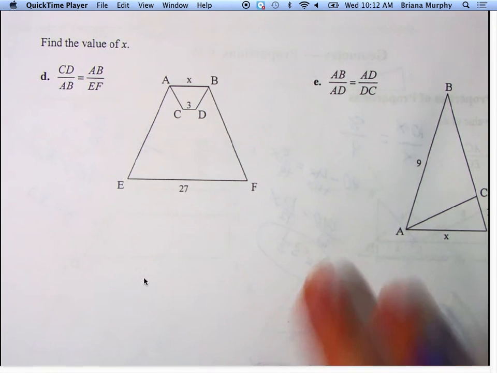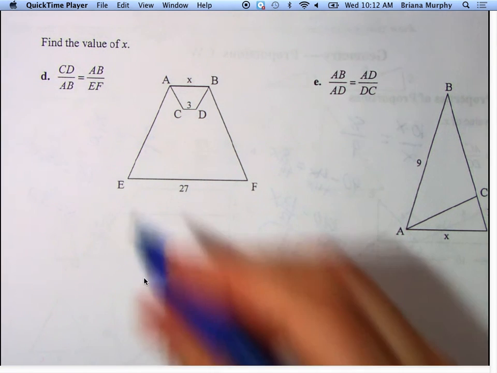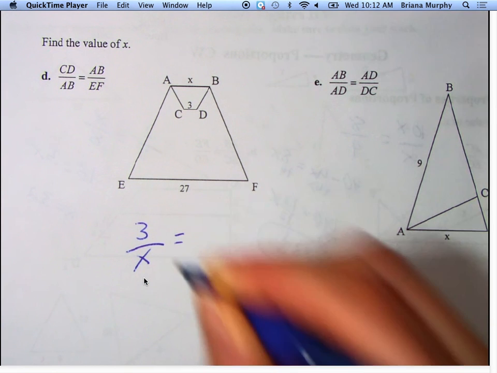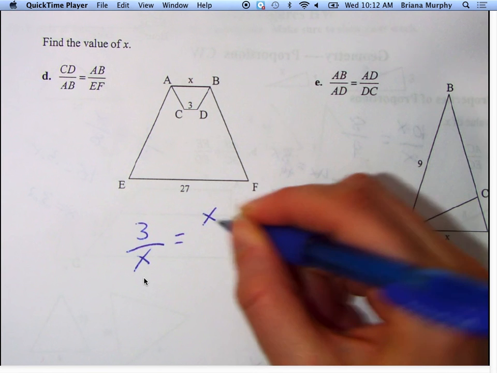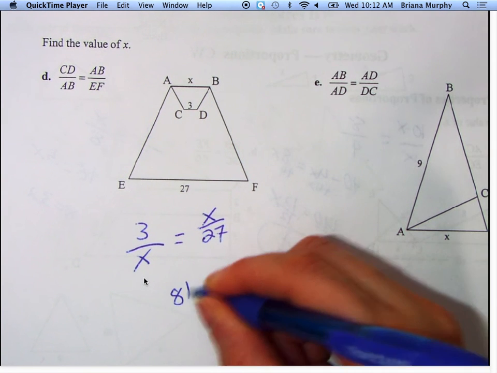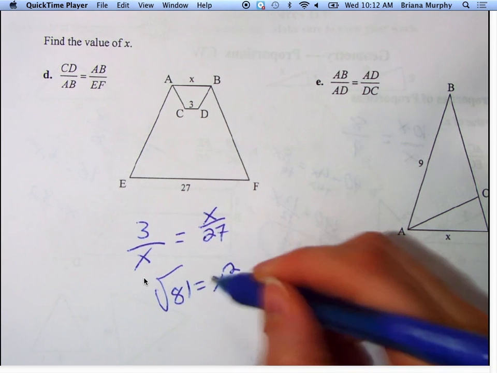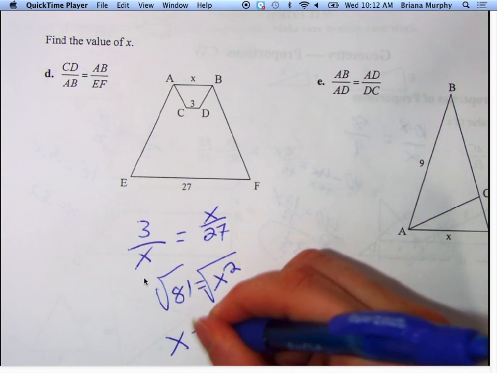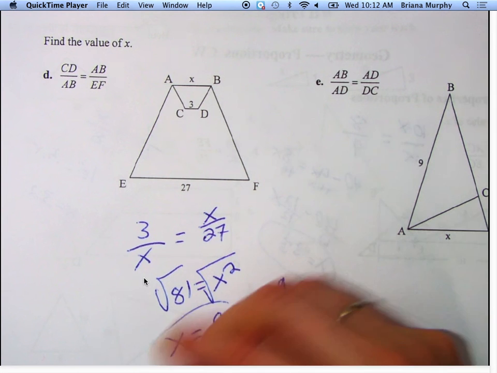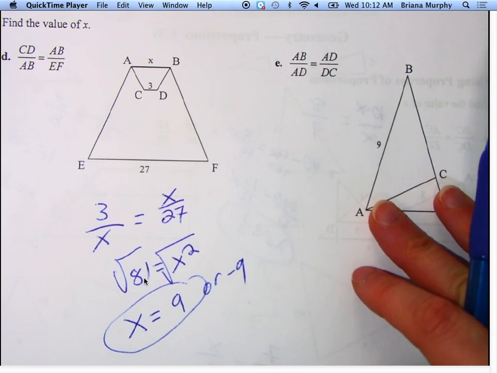All right. D. CD. I'm on the back. CD is 3. AB is X. EF is 27. Okay, so we're going to go 3 times 27, 81 equals x squared. What do I do now? Square root. And what two answers are possible? X equals 9 and, okay, in this case it's probably 9 because it's a length of something. We don't usually have negative lengths. Okay, but I want you to remember that.